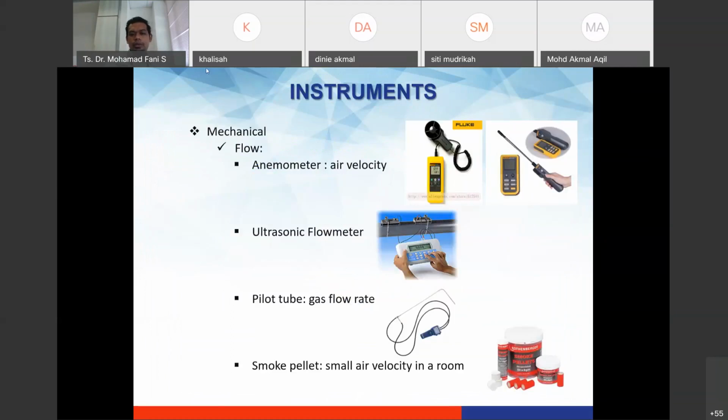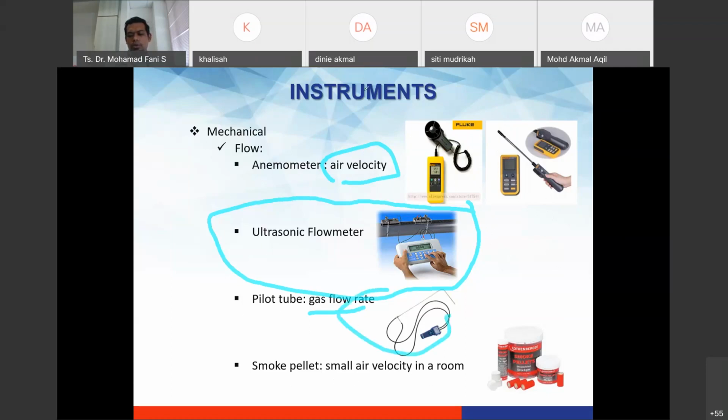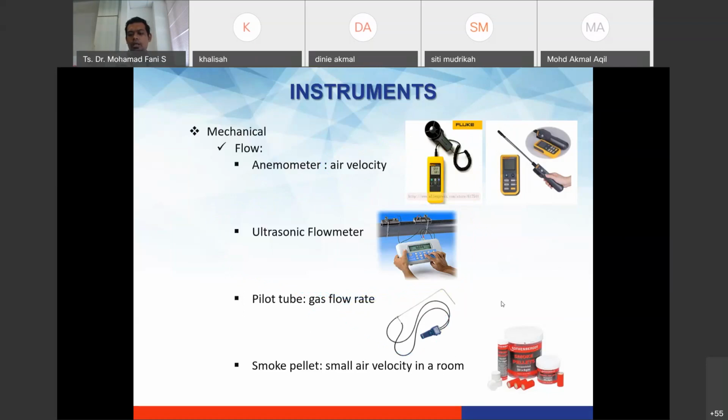Okay. So for the mechanical part, flow meter. This one is the ultrasonic flow meter to measure the water flow inside the piping. Air velocity, to get the velocity of air inside the air handling unit, used for the fan, for the air blower. Gas flow rate. Small air velocity in a room, this one, to get the velocity of air inside the room. So if you want to measure the velocity of the air from the AHU coming to your room, for example in the office, from the diffuser over there, we can measure the velocity of the air in the room.